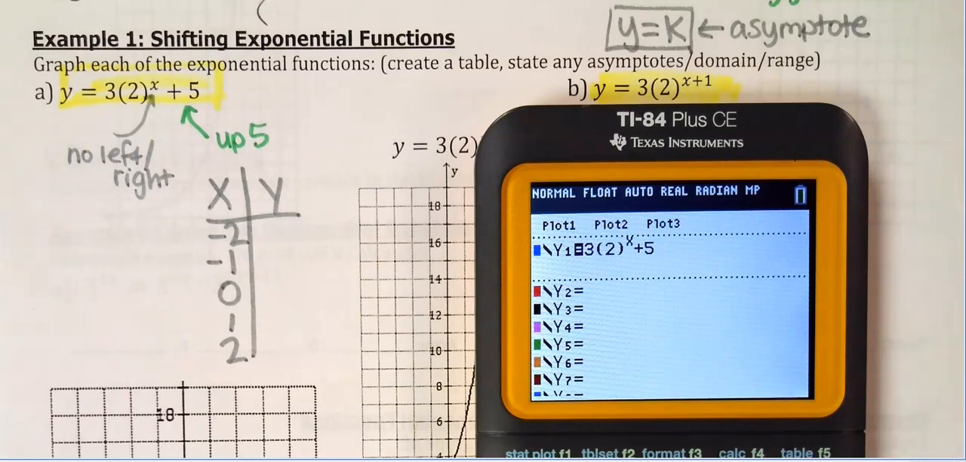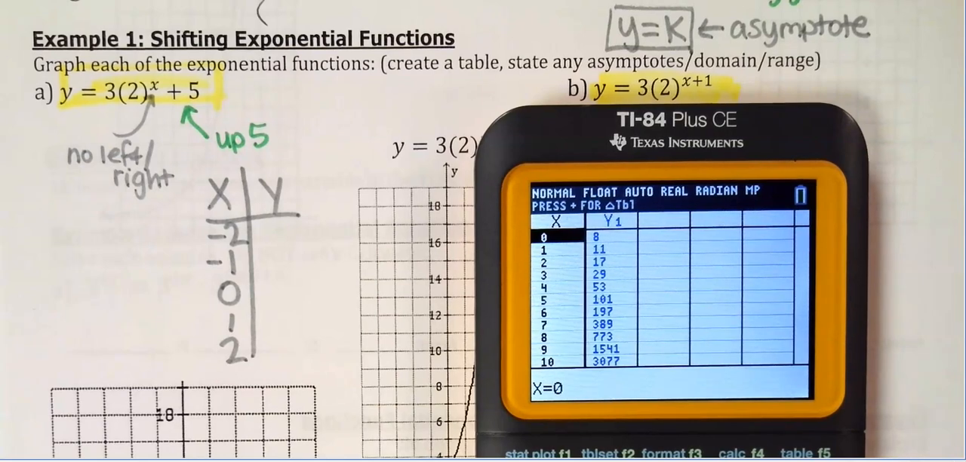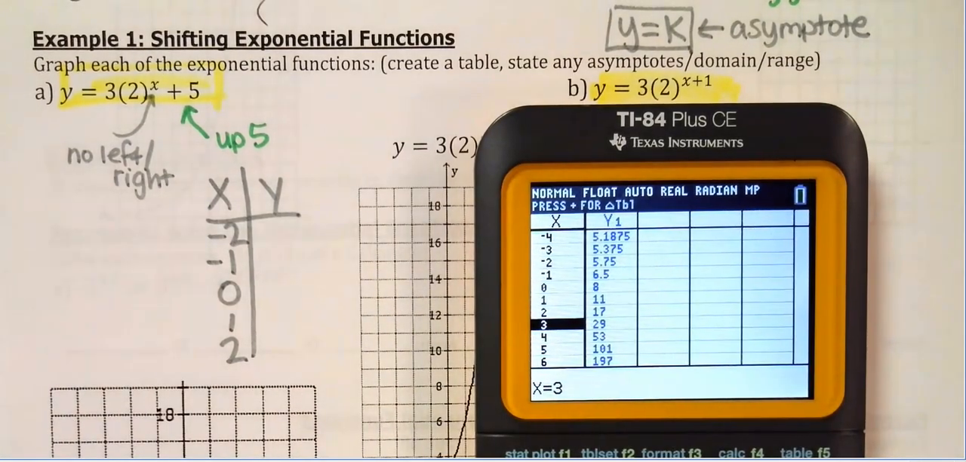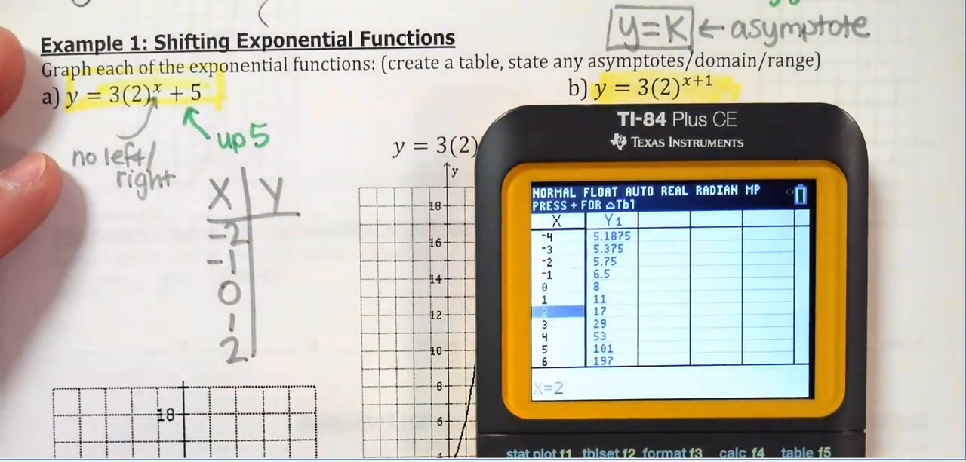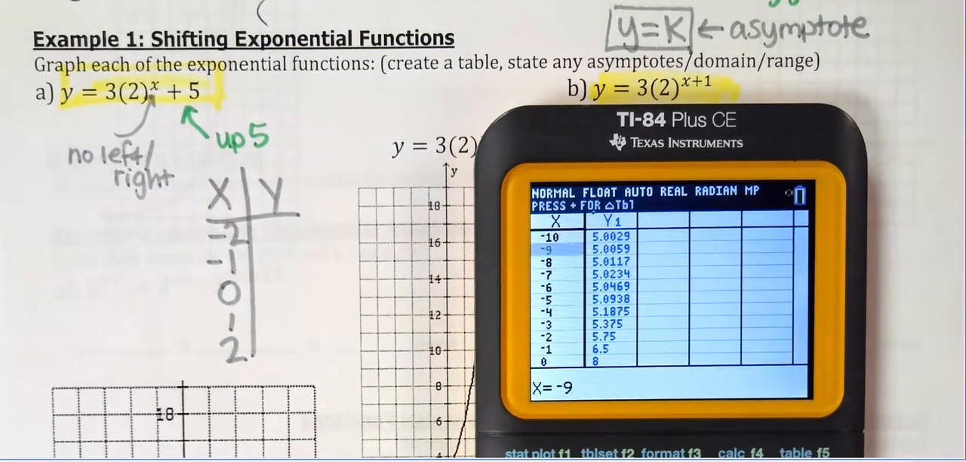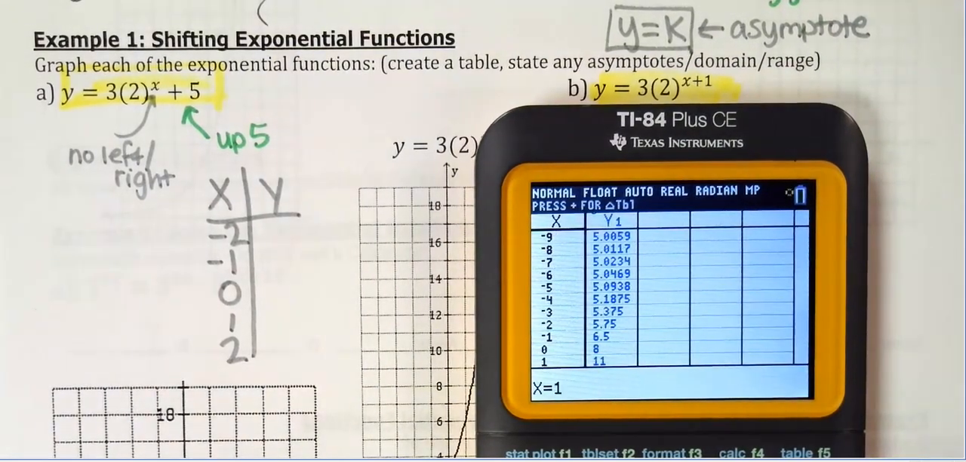Once you've got that, just hit second graph, and that should give you a whole table, and you can scroll up and down. If anybody needs help with any of these, I will be happy to help you look at your calculator. But especially if you keep going negative, you can see these numbers get closer and closer and closer to 5, but they actually never touch it, never go over it. I don't need all those values there. We're going to go this way here.